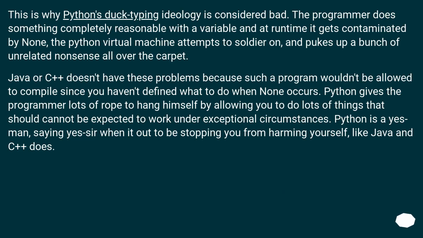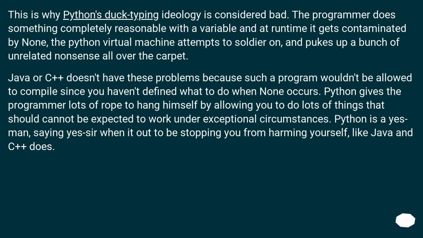This is why Python's duck typing ideology is considered bad. The programmer does something completely reasonable with a variable and at runtime it gets contaminated by None. The Python virtual machine attempts to soldier on, and pukes up a bunch of unrelated nonsense all over the carpet. Java or C++ doesn't have these problems because such a program wouldn't be allowed to compile since you haven't defined what to do when None occurs.